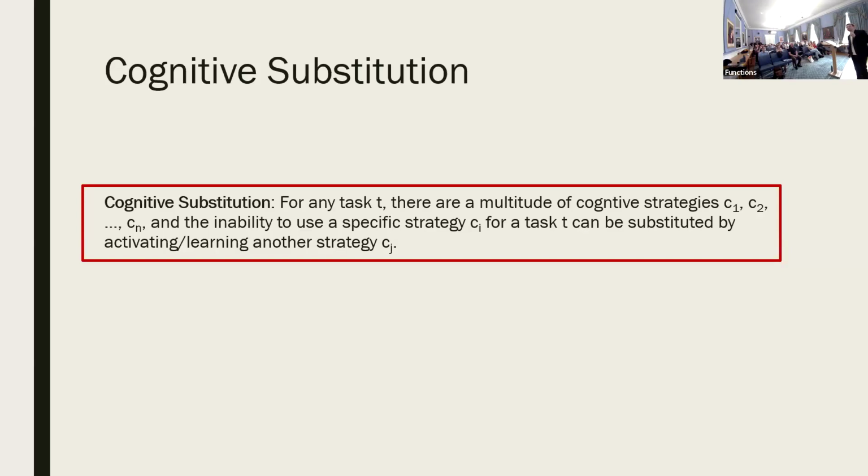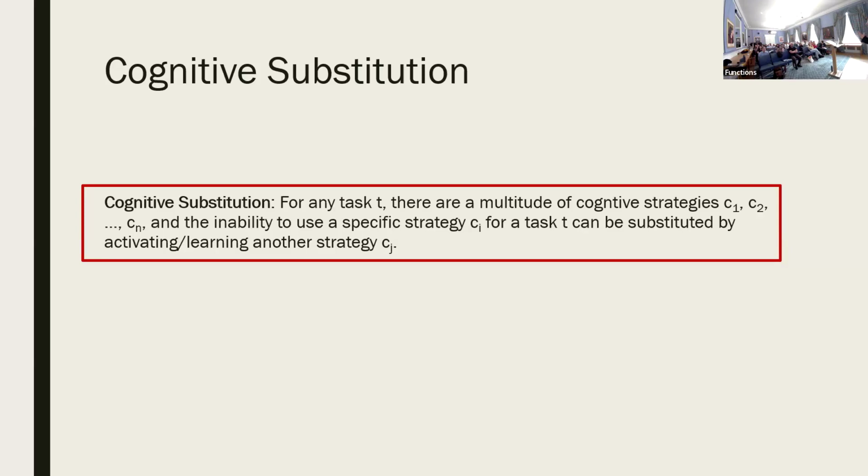So the idea is the following. Maybe for any task T, there are actually a multitude of cognitive strategies, C1, C2, up until Cn. And the inability to use a specific strategy C1, and you could also say if strategy C1 is dysfunctional, for example, right, can then be substituted by activating or learning another strategy Cj.